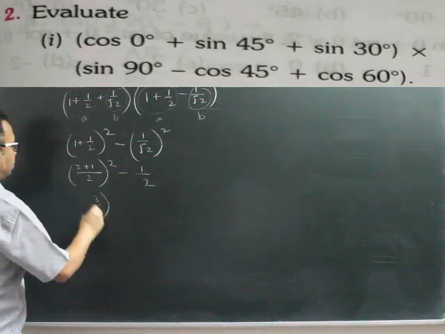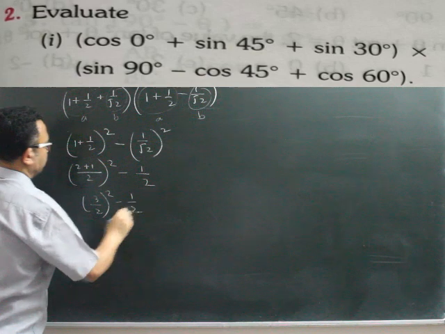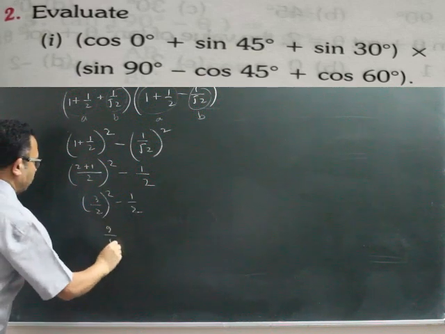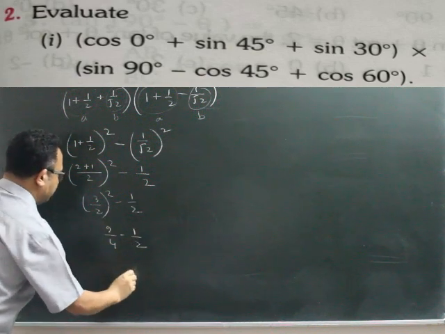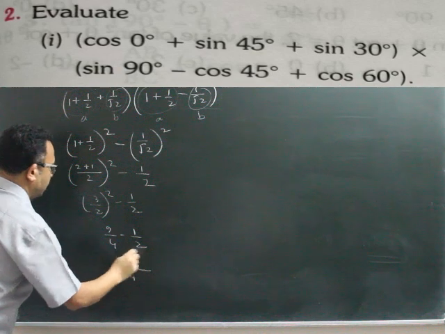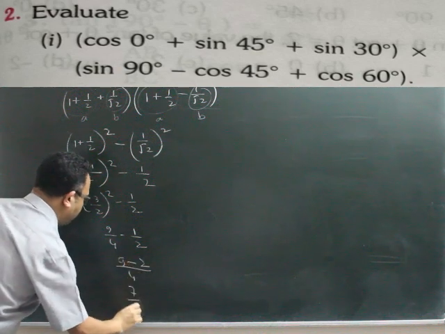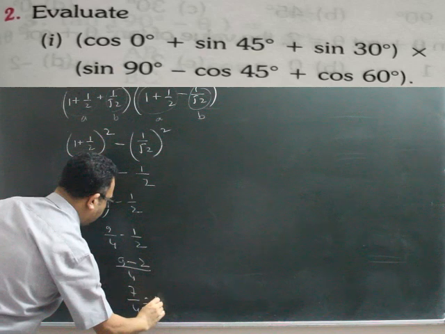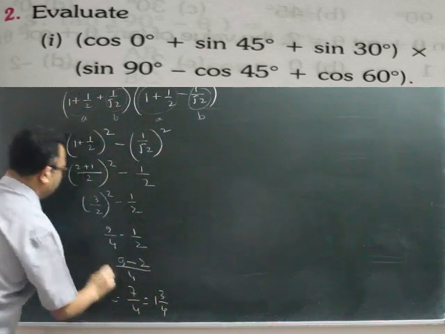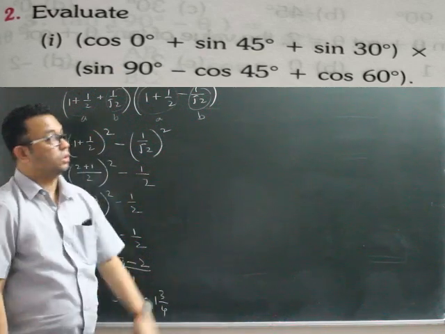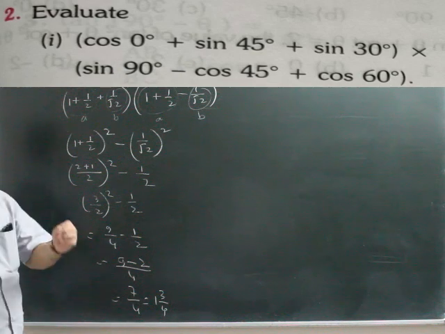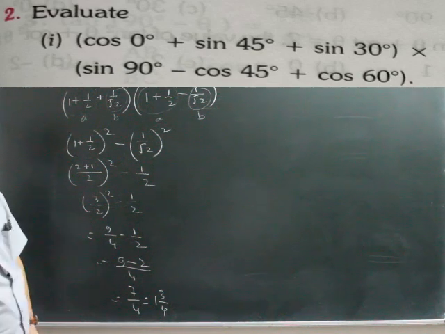So this is 3 by 2 square minus 1 by root 2 square, 1 square is 1, root 2 into root 2 is 2. So this is 9 by 4 minus 1 by 2. Taking LCM as 4, you have 9 minus 2, which is 7 by 4, or in mixed fraction form you can write 1 3 by 4. So this is the answer to the first question of question number 2.